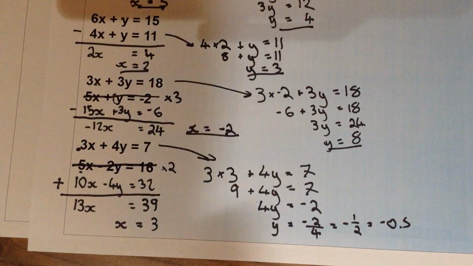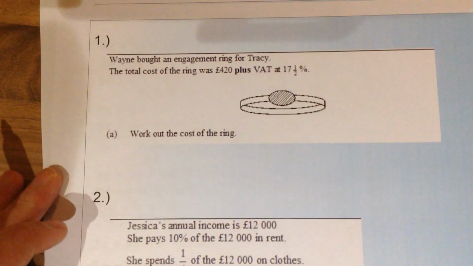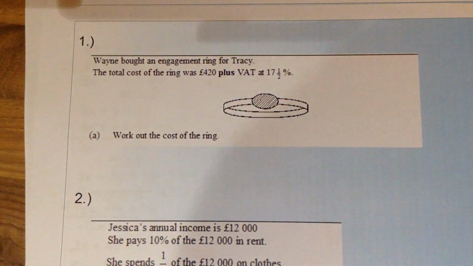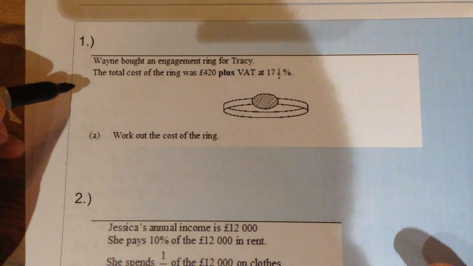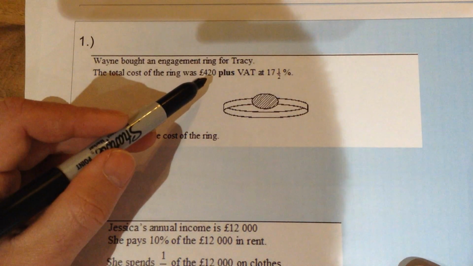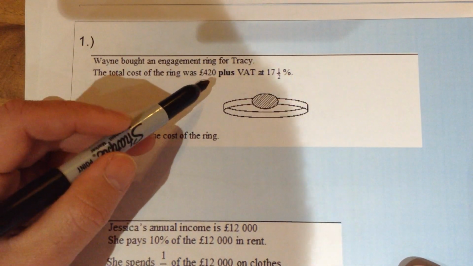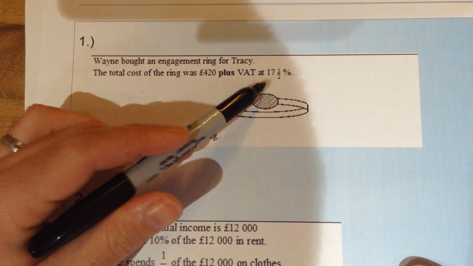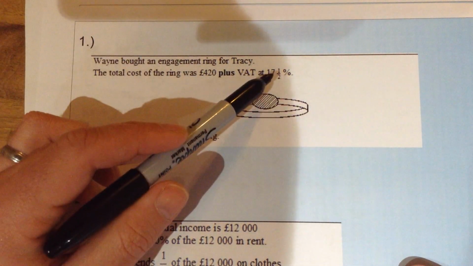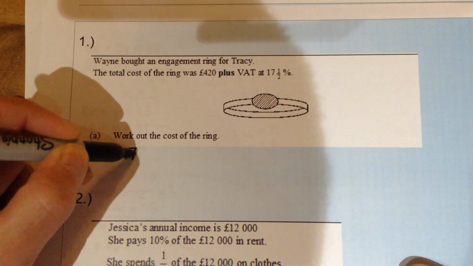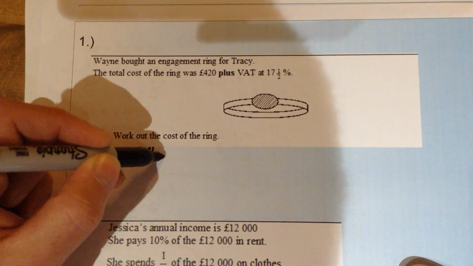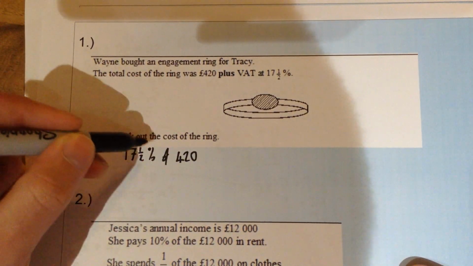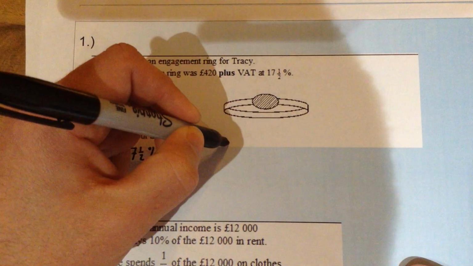The next topic is looking at percentages. So this first question at the top is saying that Wayne bought an engagement ring for Tracy. The ring cost £420, but we need to add on 17.5% VAT. So in order to do this, we would have to start off with 17.5% of 420.